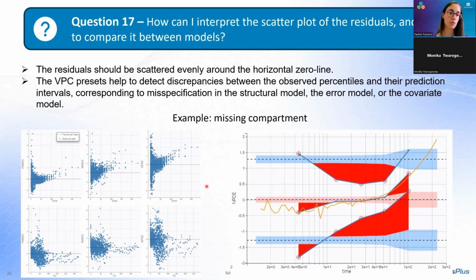And to see this better, we provide the VPC presets that will show each of these plots. For example, here the NPDE versus time that corresponds to this plot here. It shows this plot as a VPC, where we can better see the discrepancies between the observed percentiles, that are the blue curves, and the prediction intervals for these percentiles, that are the blue and pink areas. And the discrepancies are shown in red, just like in the VPC, so it corresponds to misspecifications in the structural model, or the error model, or the covariate model.